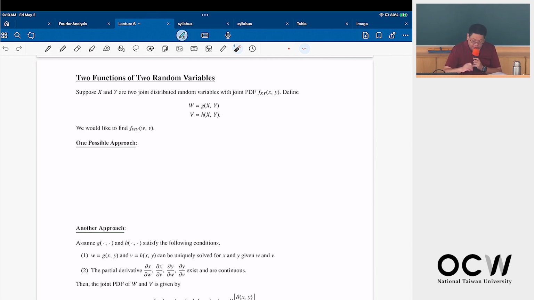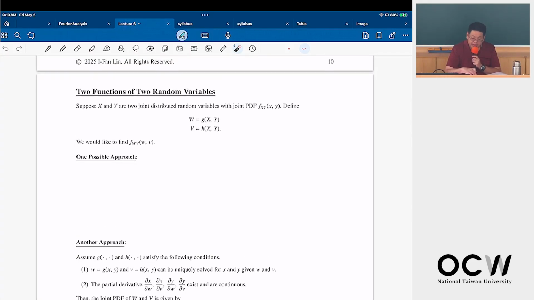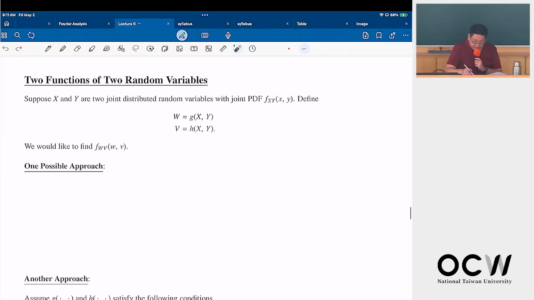Every time we learn a new type of random variable, we always want to know how to find or express their PDF and their CDF, because the CDF is the probability, and the PDF is the density function. Either way, if you find one of the functions, then you can find the probability. So let's see two functions of two random variables.